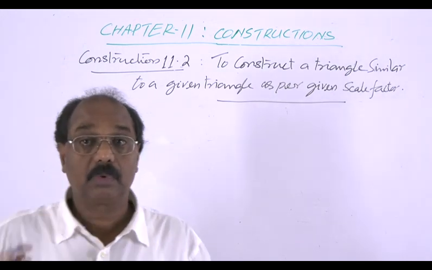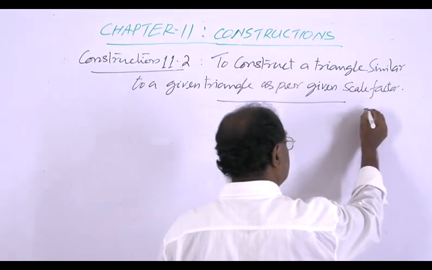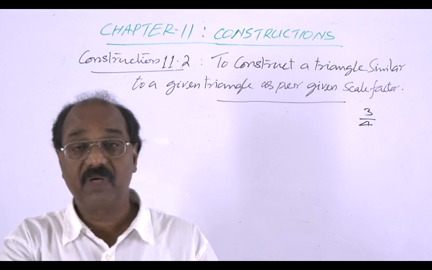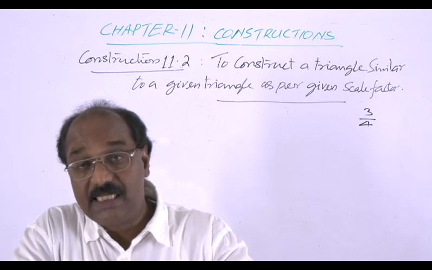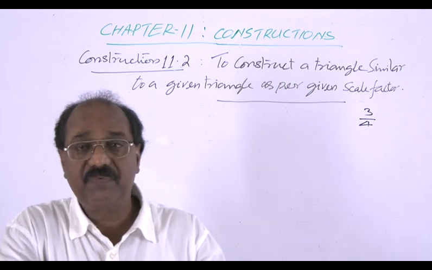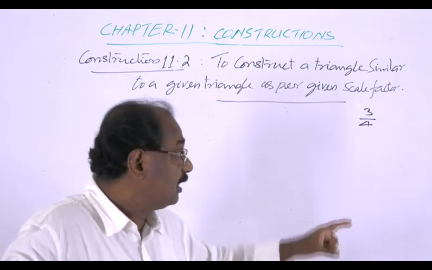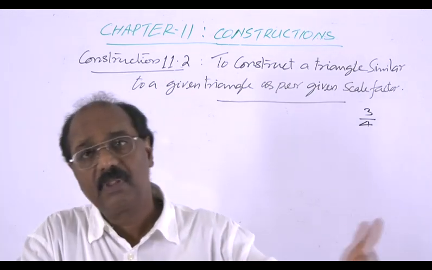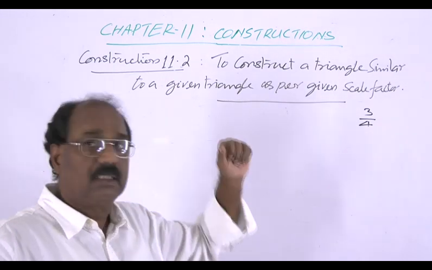Now, suppose we want to construct a triangle whose sides are 3/4 of the sides of a given triangle. The scale factor is 3/4. The sides of the new triangle should be 3/4 of the sides of the given triangle, so that triangle will be a smaller one. If the scale factor is in the reverse order, 4/3, then the new triangle will be a larger one than the given one. So consider this.